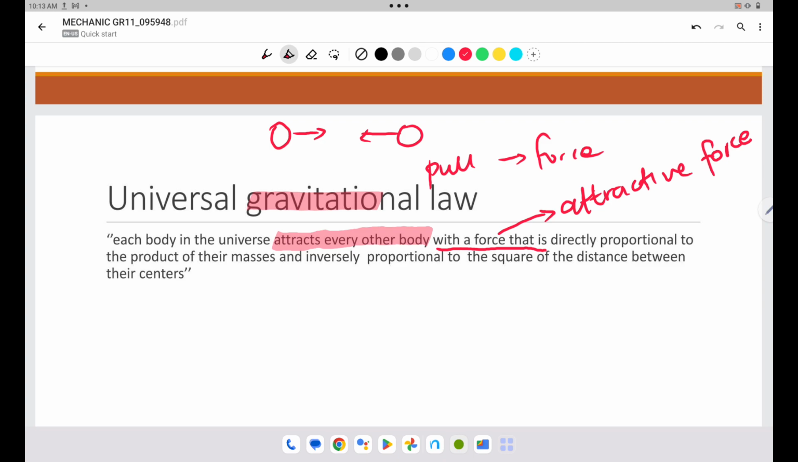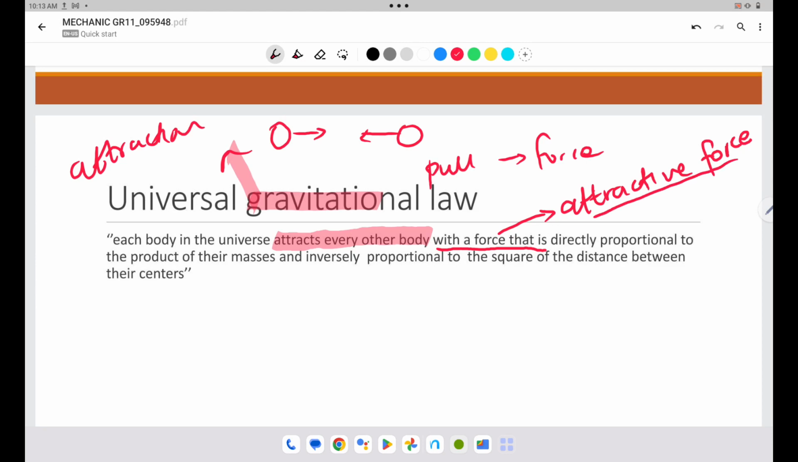Gravitational comes from gravitation. When we talk about gravitation, it actually means attraction. Gravitation means attraction. So when we talk about gravitational force, we are simply talking about a force of attraction. This attractive force that we are busy talking about here is the one that is referred to as the gravitational force, meaning force of attraction.